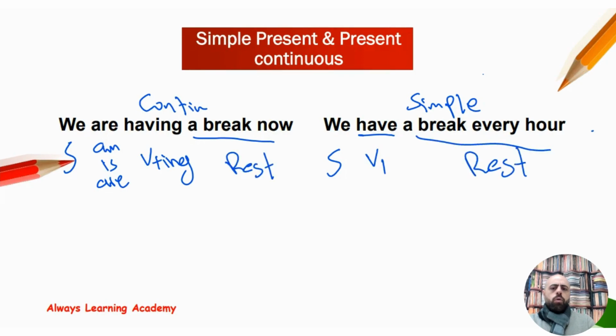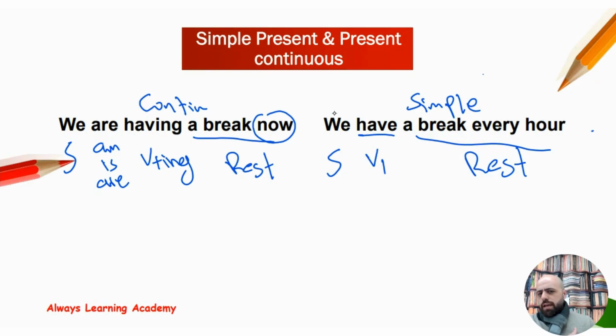Okay, now what about the usage? When do we use present simple and when do we use present continuous? For present simple, we use it for routine, for habits, for general actions. Meanwhile, the continuous, we use it to talk about actions that are happening right now. Look at the word here, now. What's happening? We are having a break.